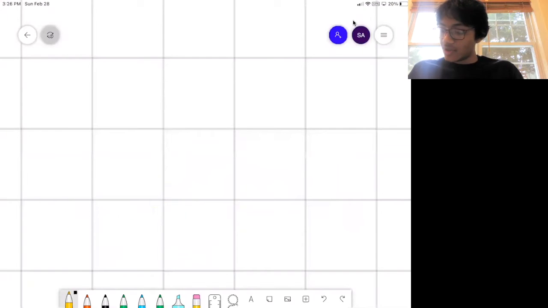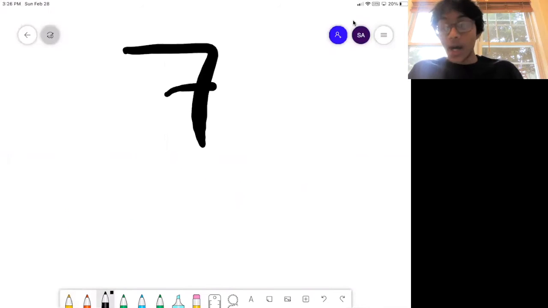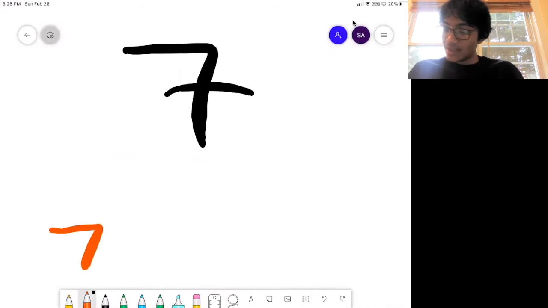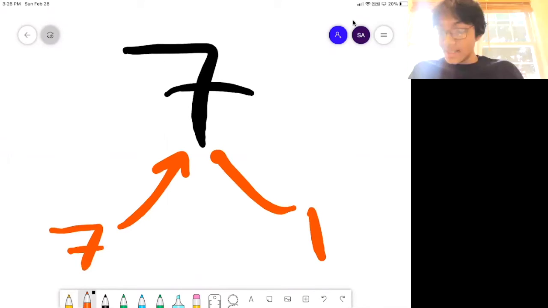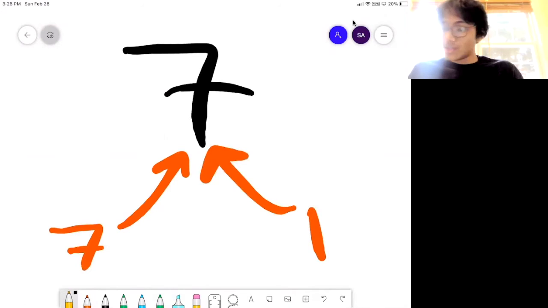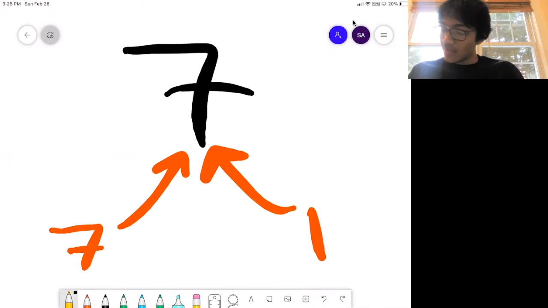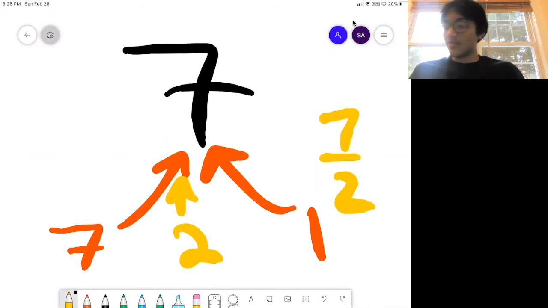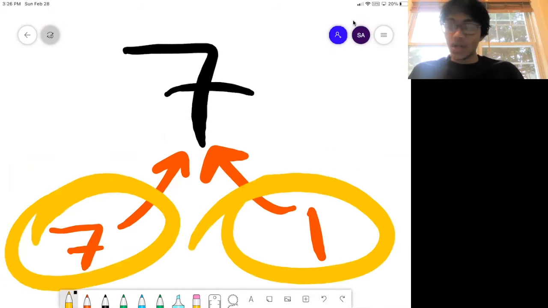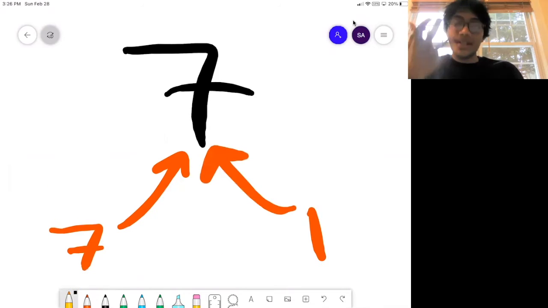Let's try another number. 7. That's a prime. Why? Only two numbers go into it, itself and 1. Does any other number go into it? Let's try 3. What's 7 divided by 3? Oh, wait. It's not a whole number. Let's try a different number. 2. 7 divided by 2. Oh, wait. That's not a whole number. So, boom. 7 only has two divisors, 7 and 1. Itself and 1. That's why it's a prime number.